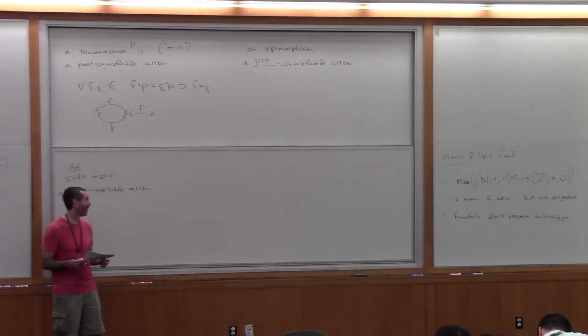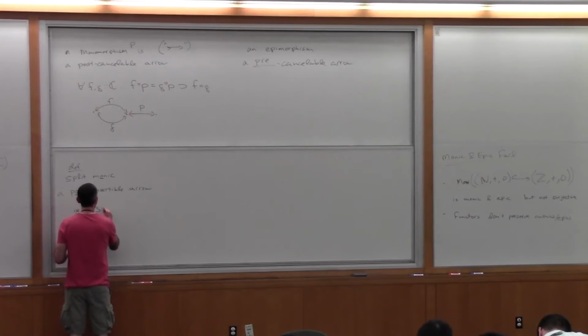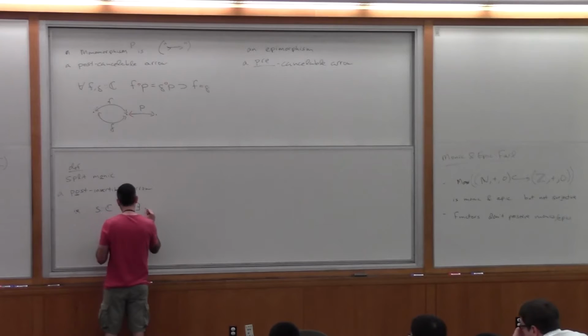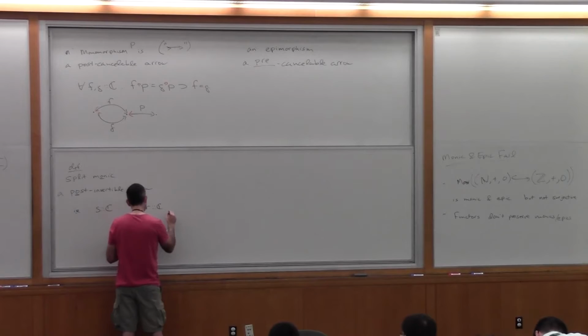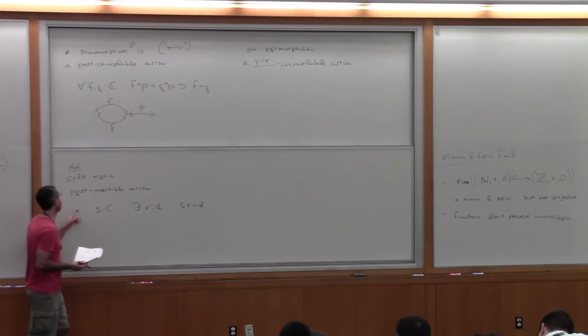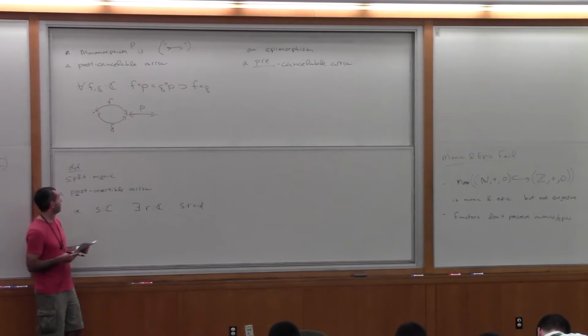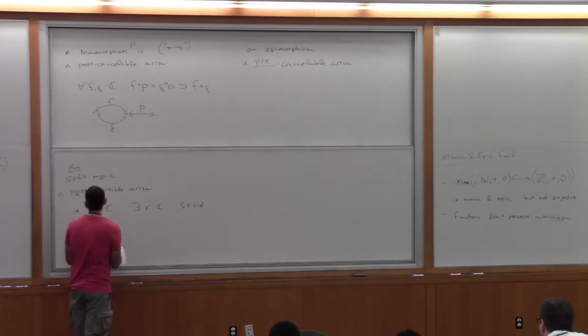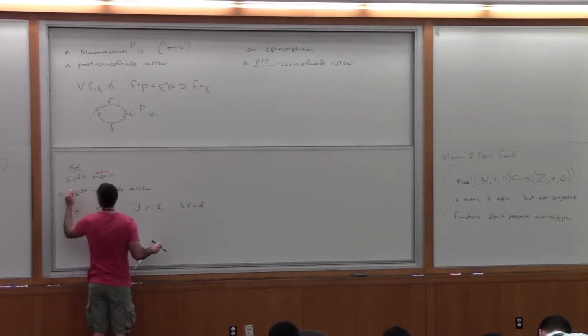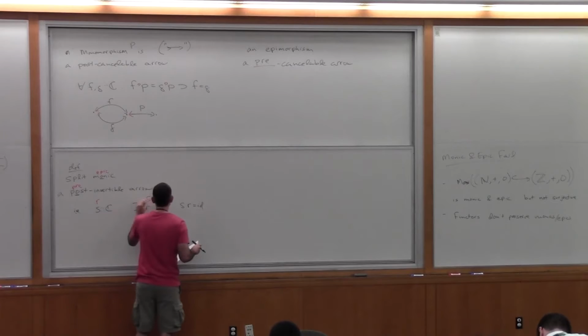So it's an arrow S in the category such that there is an arrow R in the category such that S followed by R is the identity. Right? That's what it means to be post-invertible. It means S is post-invertible if there's something that I can do after it that gets me back to where I started. And a split epic is a pre-invertible arrow. So in that case, it's the R such that there's an S such that the composition is the identity.